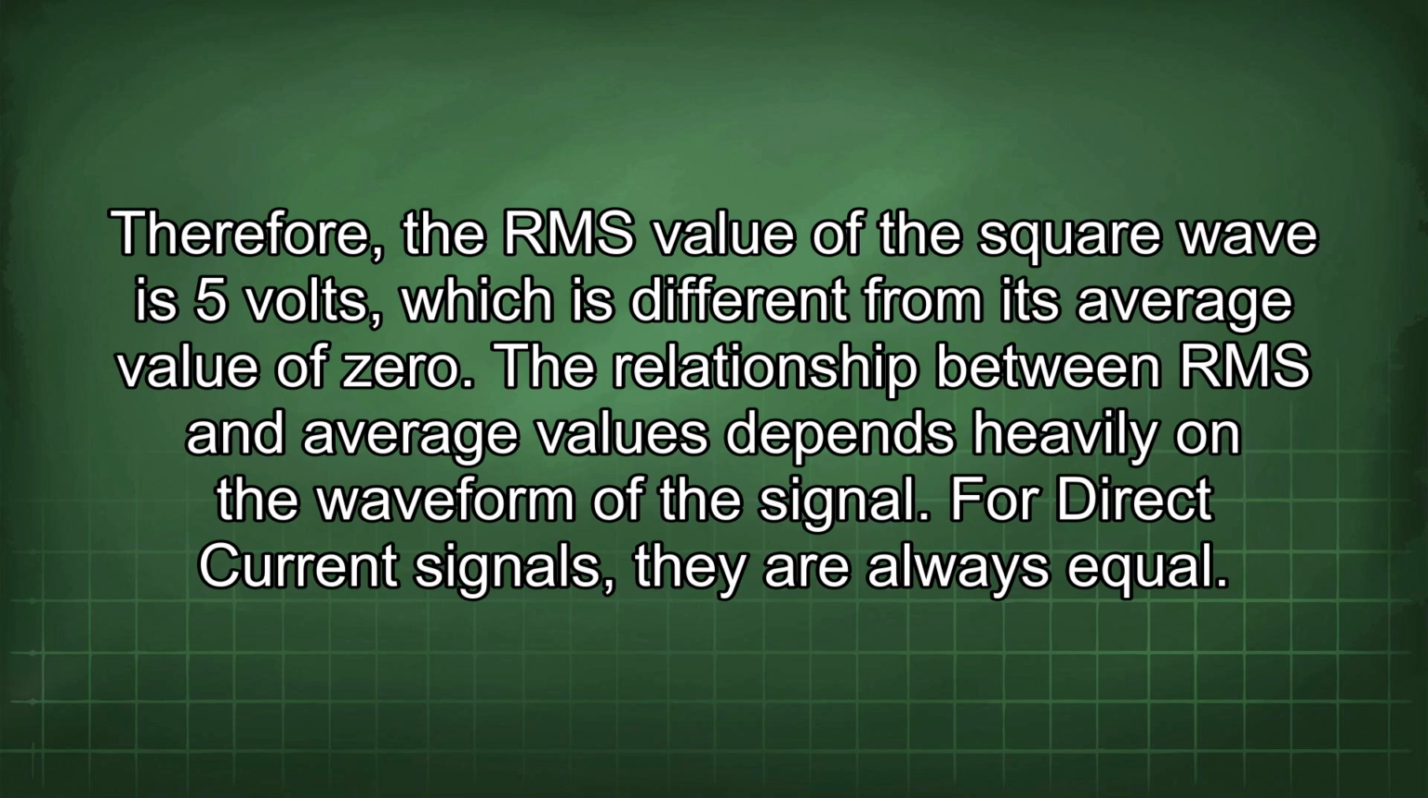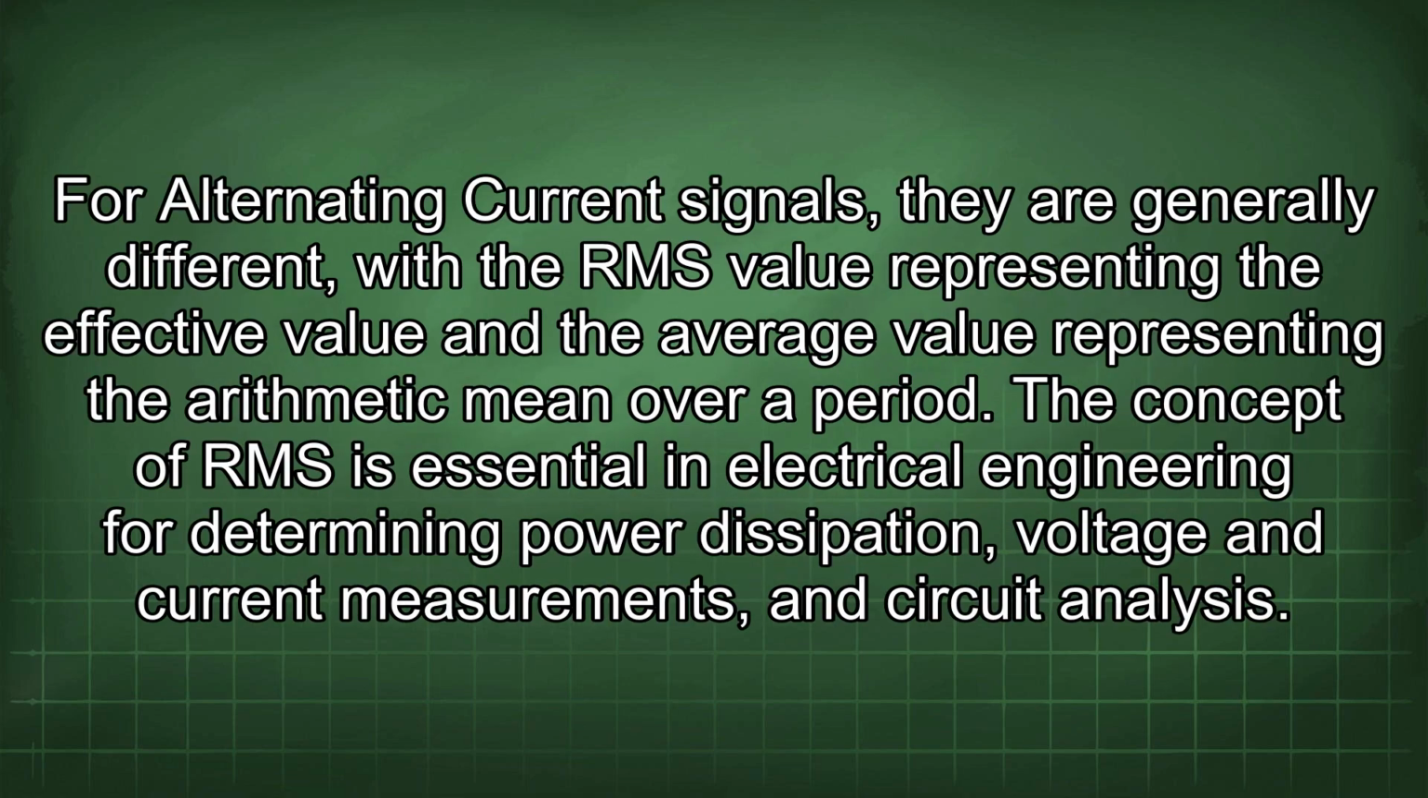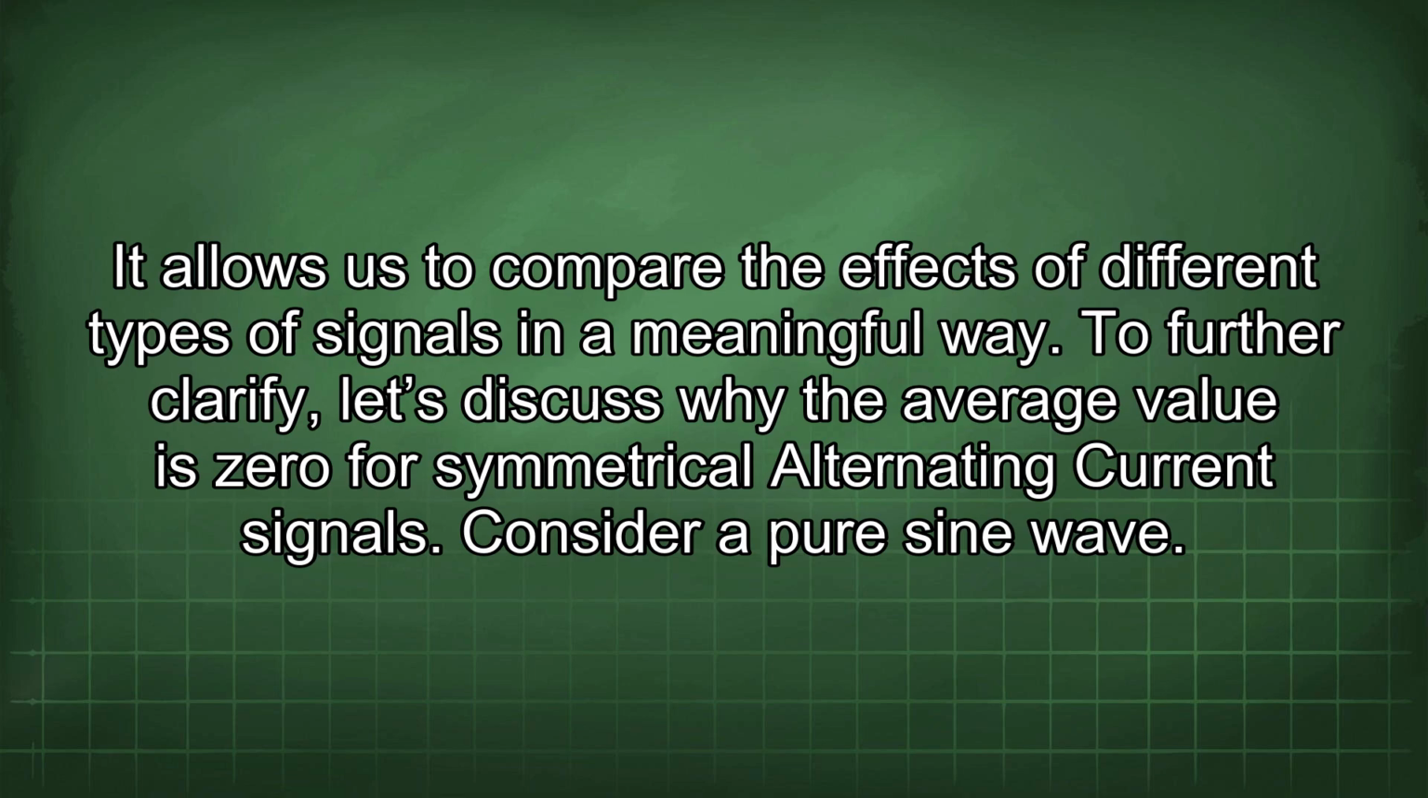The relationship between RMS and average values depends heavily on the waveform of the signal. For direct current signals, they are always equal. For alternating current signals, they are generally different, with the RMS value representing the effective value and the average value representing the arithmetic mean over a period. The concept of RMS is essential in electrical engineering for determining power dissipation, voltage and current measurements, and circuit analysis. It allows us to compare the effects of different types of signals in a meaningful way.